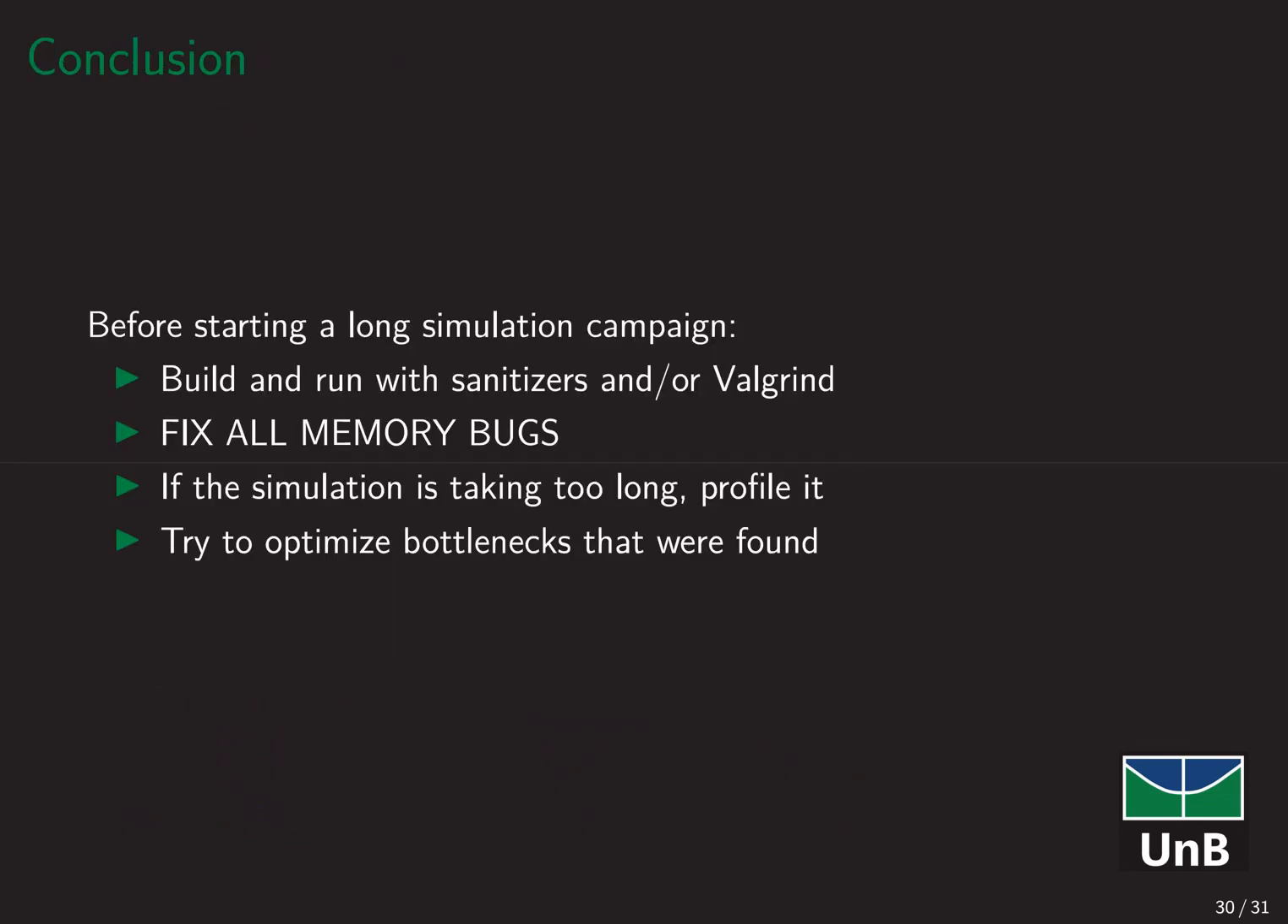To conclude, I would say that before starting a long simulation campaign, you should build and run using sanitizers or Valgrind, and fix any and all memory bugs that happen in your program. And if the simulation is taking too long, try to profile it, find the source of the slowdown, the bottleneck, and try to optimize the bottleneck that you found.